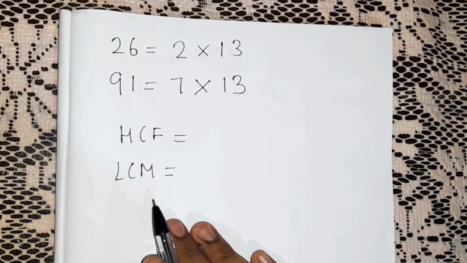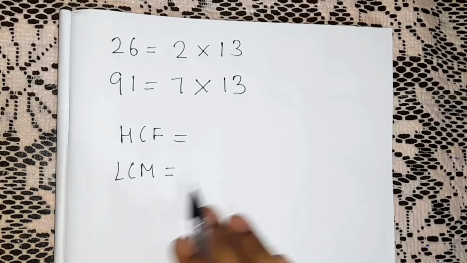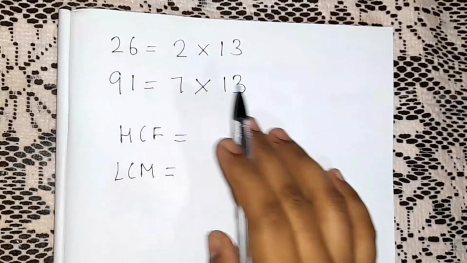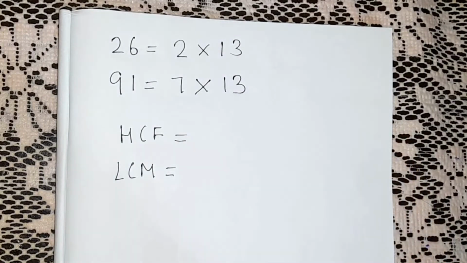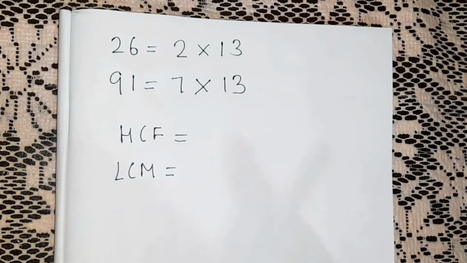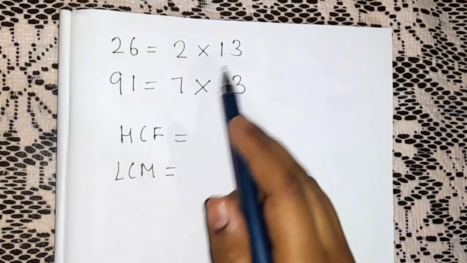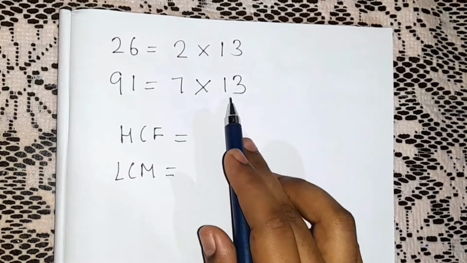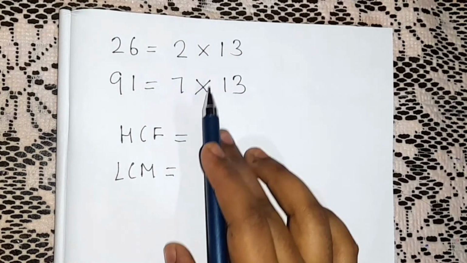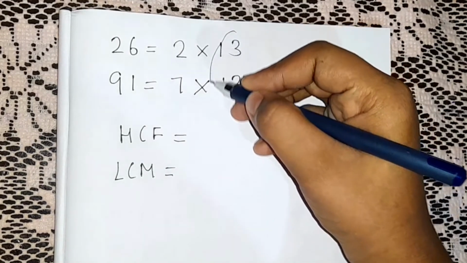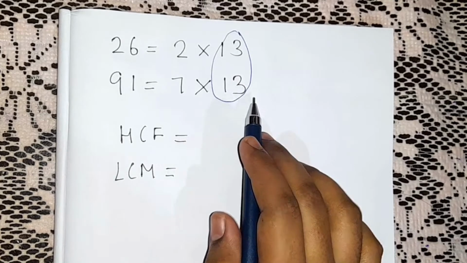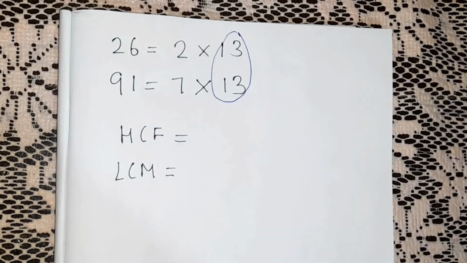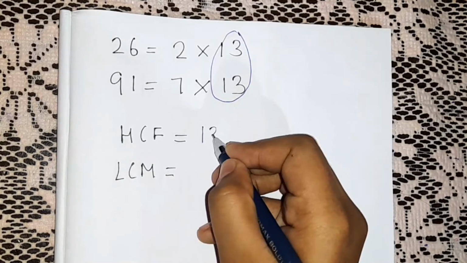So how do we find the HCF? In both numbers, what we are going to take is the common number. Here you can see we have 2 into 13. In 91 we have 7 into 13. So in both, 13 is common, am I right? We have 13 here and we also have 13 here. So we are going to take the common number as the HCF. So the common number is 13. So we shall take 13.